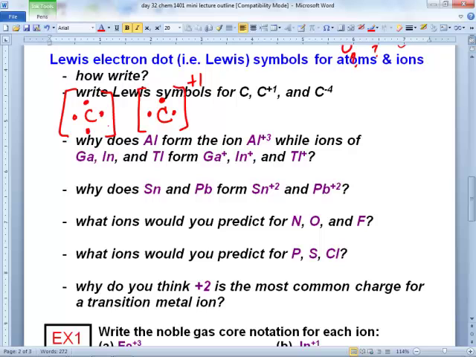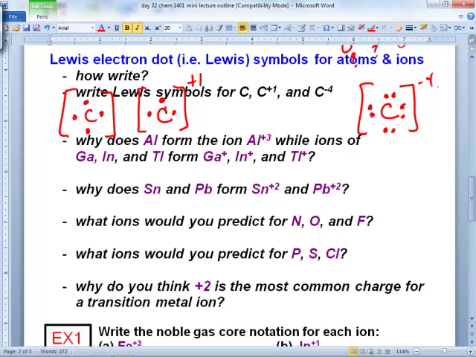C negative 4. There's the C. So how many dots? Would it be 8 dots? You're starting out with 4, negative 4, so that means you have 4 extra. 8 dots, yep. So you figure out how many valence you have in the first place, right? Oh, and I have 4 extra, fine. Not done. Got to do the brackets.